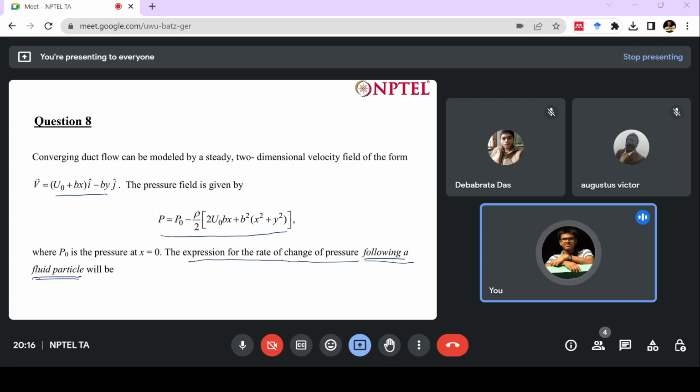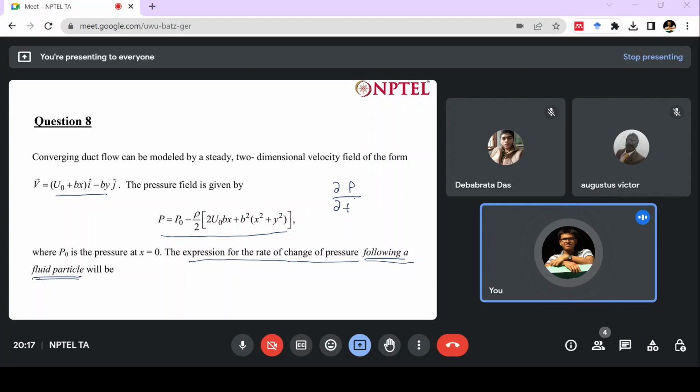It is asking about the rate of change of pressure. So we have to find out the pressure derivative. Rate of change of pressure means there will be a time derivative. But what kind of time derivative? That's the thing. Will it be del p del t? Will this suffice? But what is del p del t? It is the time derivative, the rate of change of pressure.